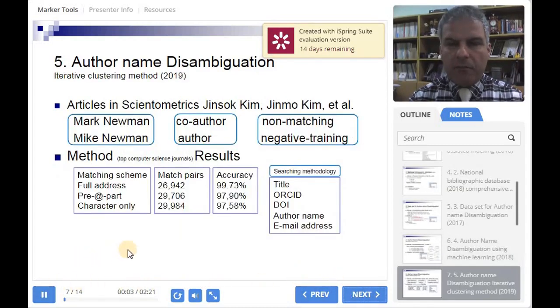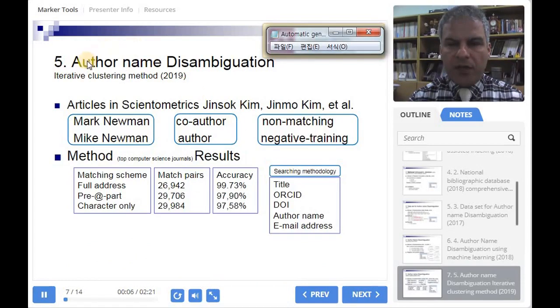This article, presented by previous authors Jin-seok Kim and Jin-mo Kim and others in 2019, was published in Scientometrics Journal. This article talks about how to solve disambiguation using the iterative clustering method. The interesting part about this article is their accuracy is over 97%.